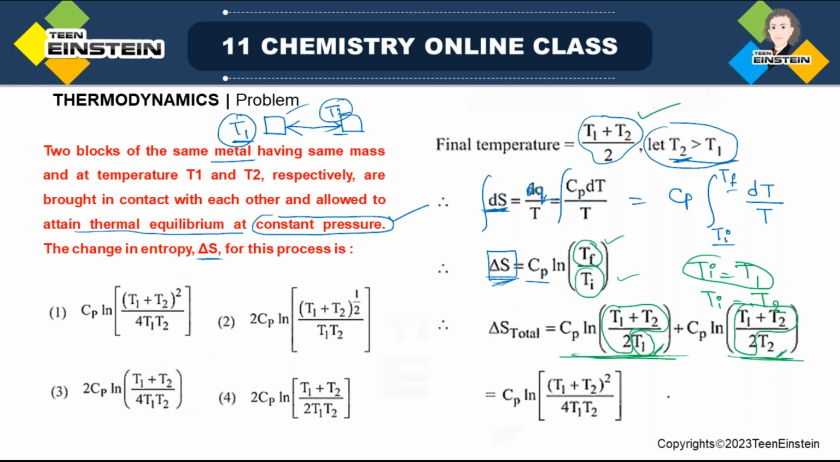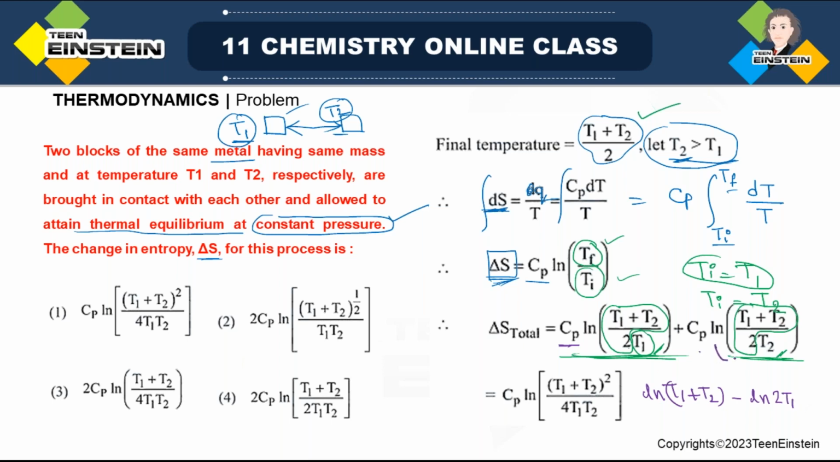Cp ln T1, Cp ln (T1 plus T2) divided by 2. So if you extend it, that is ln (T1 plus T2), and as there is T1 plus T2 divided by 2T1, how can we write it? So Cp will be as it is, but it will be ln (T1 plus T2) minus ln 2T1.